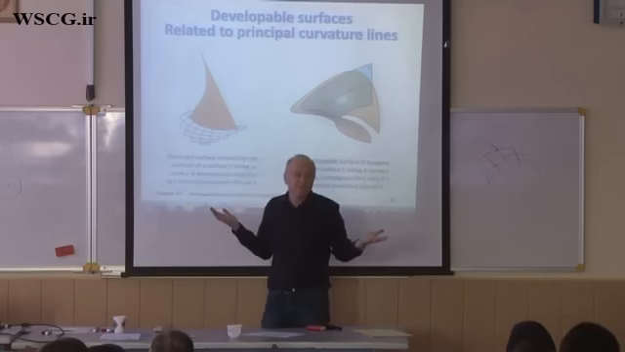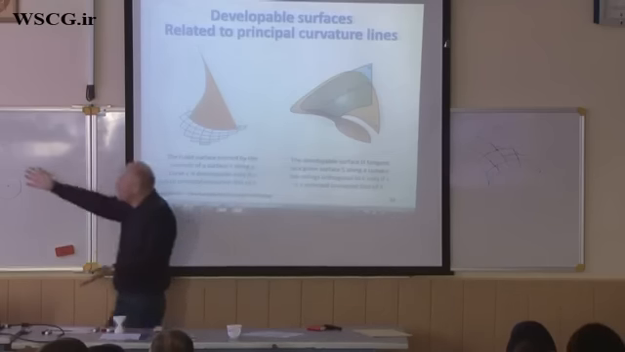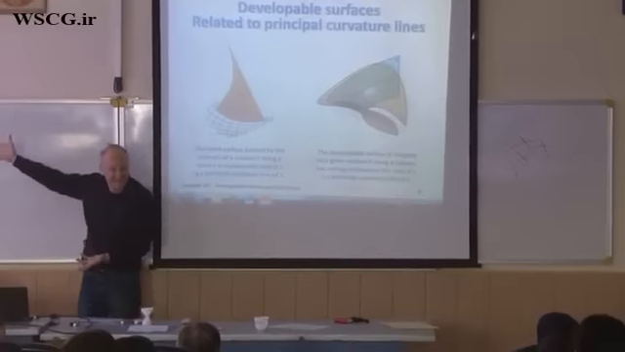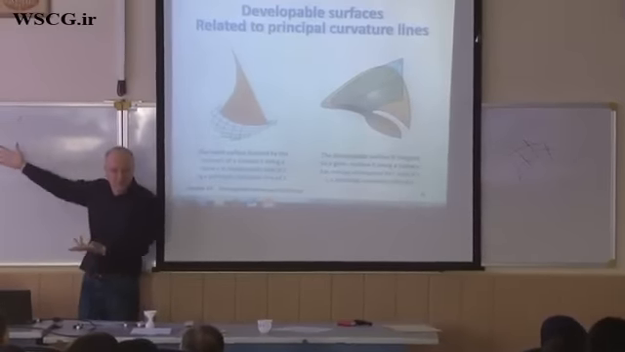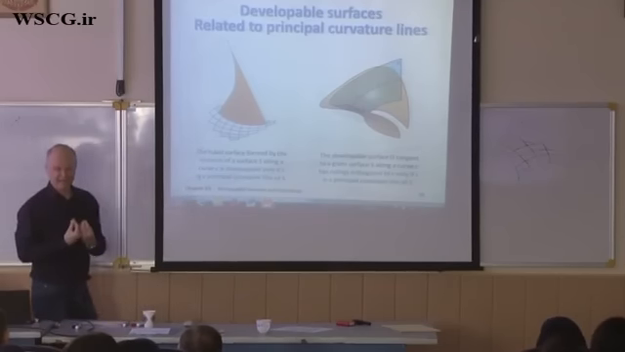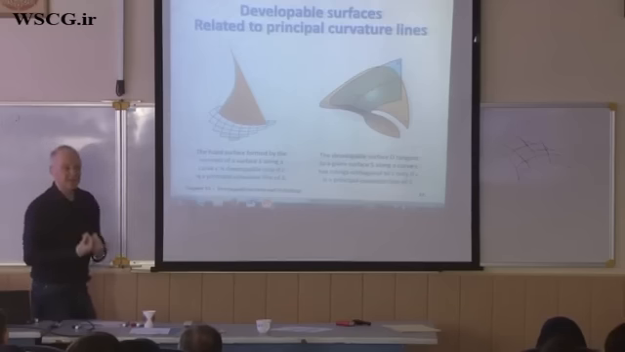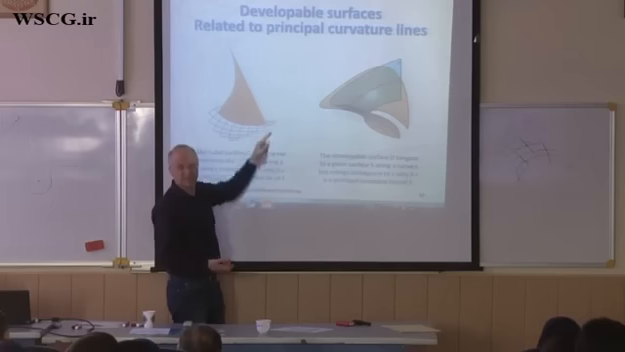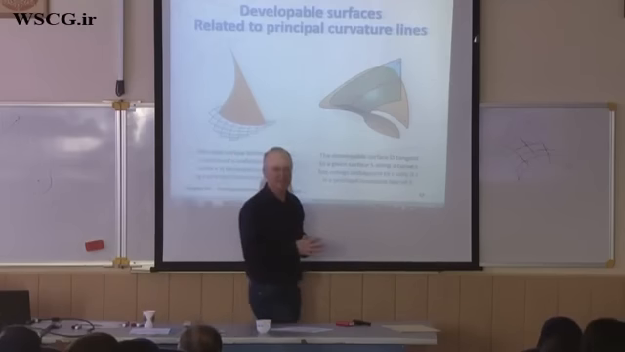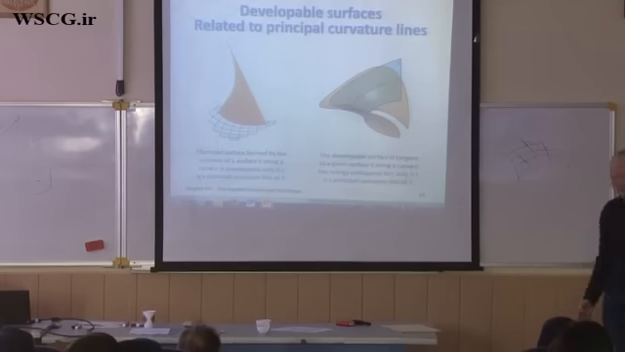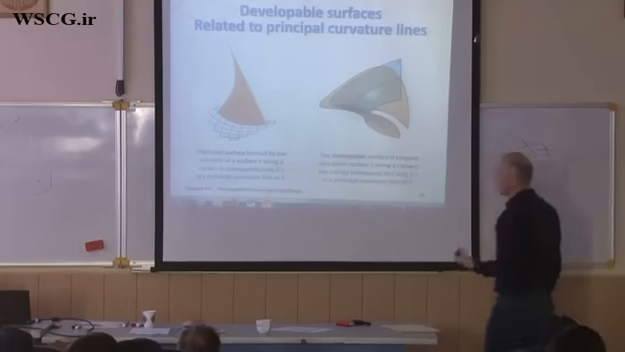So the question is: is it a ruled surface like this, not developable, which is the most likely case, right? Because almost all ruled surfaces are non-developable. Or is it developable? And the interesting fact is, exactly in the case where you take a principal curvature line, this surface is developable.